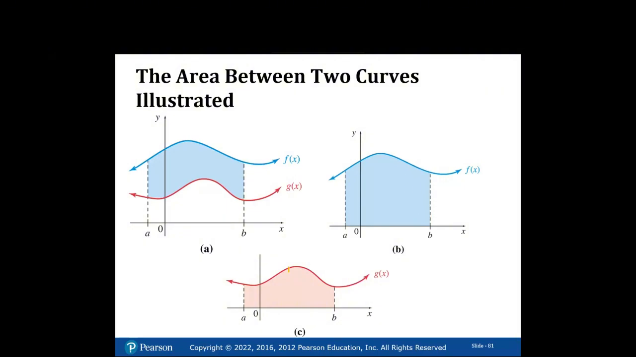Now I have g of x. And if I took its area from a to b, it would be this red region. But the area between both curves, meaning this area here, that's not the same, right? It's the same as taking this big area for f of x because it's on top and subtracting out this area under g of x. So we're going to take our top function minus our bottom function. That's going to subtract out the area we don't want.